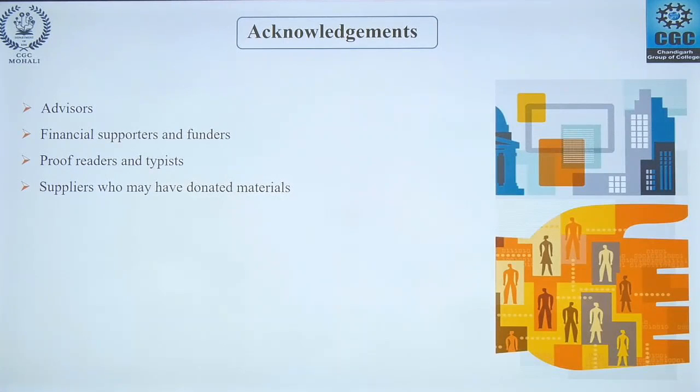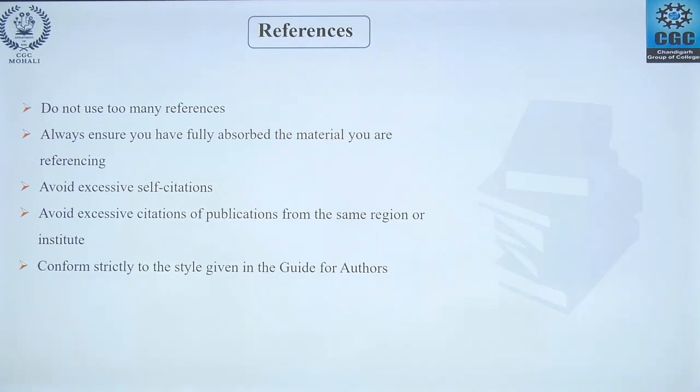Now, the acknowledgements section is simple. Include the names of the important entities you want to acknowledge, such as the advisors, financial supporters, and proofreaders. For example, if you're working in the field of health and technology, which are combined these days, and it's coming up highly these days, right? So you need to acknowledge health professionals when you're publishing your paper. Okay.